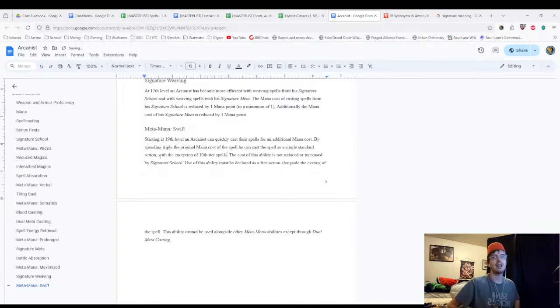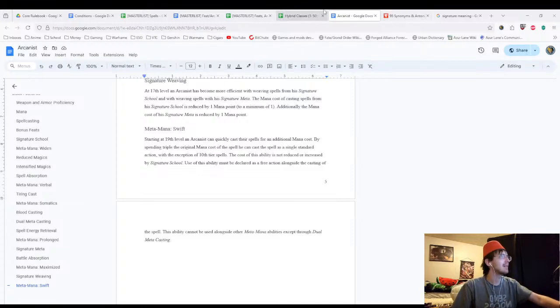I did not overlook that, because the way that was written, you could just pop 10th tier spells as a standard action, which would be really, really bad.